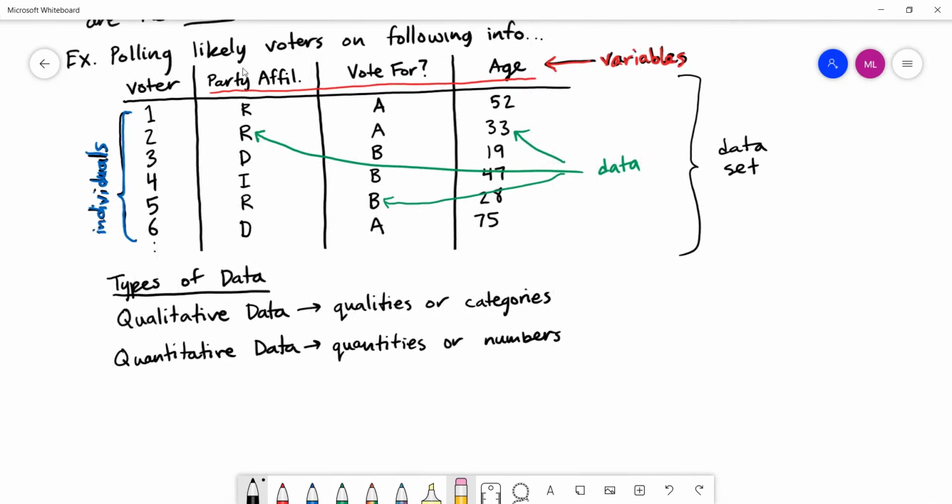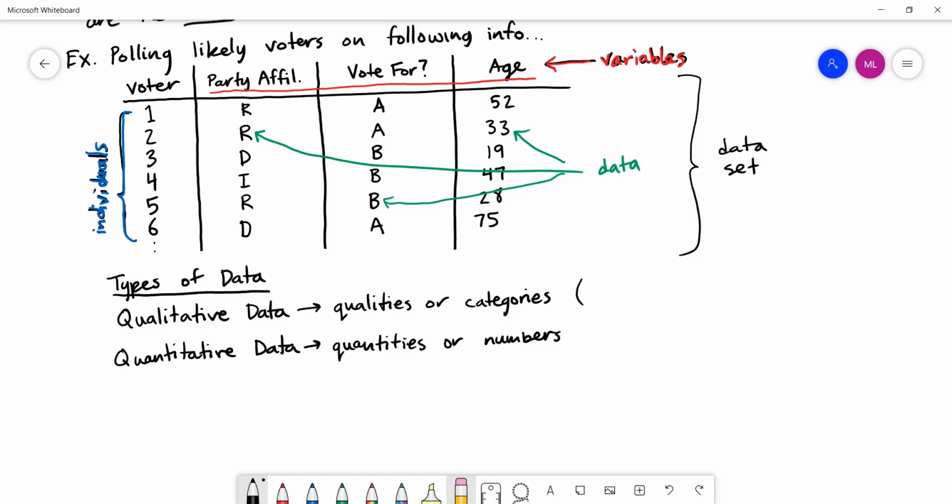and I'm looking at party affiliation, who they plan to vote for, and the age, their party affiliation, Republican, Democrat, Independent, that's going to be qualitative data. Those are sort of categories. Same with the candidate that they plan on voting for. Candidate A, candidate B, and so on. Those are sort of categories that they're falling into. Whereas their age are very clearly numbers, and so that would be quantitative.